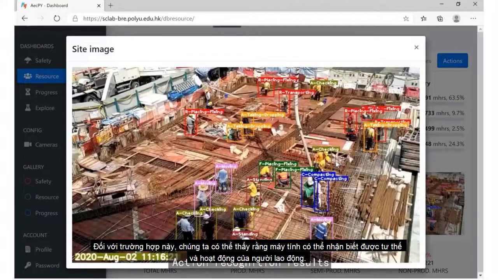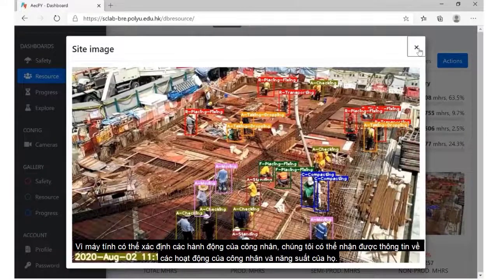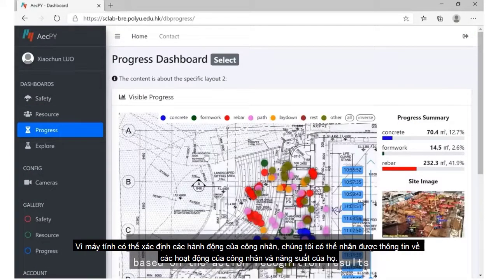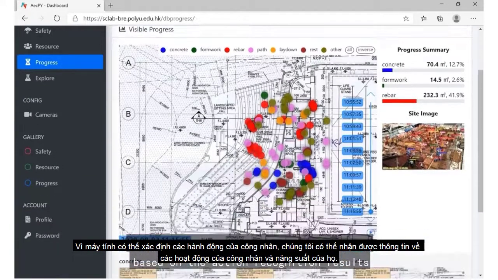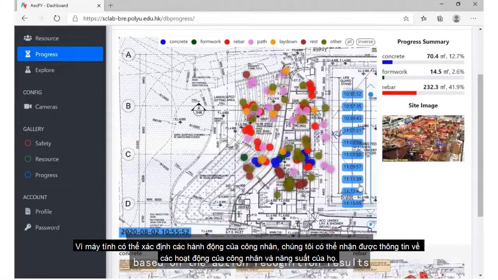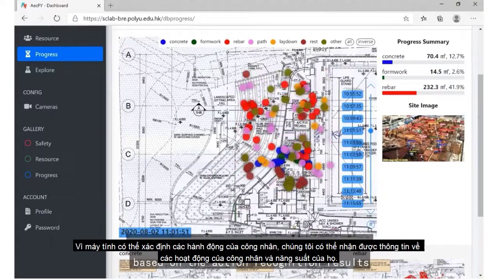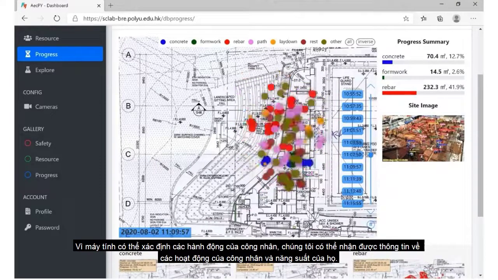Now, for this example, we can see that the computer can recognize the postures of workers, if they are placing, if they are compacting, if they are sitting. So we can interpret the actions of the workers based on the information taken by the computer. And since the computer can identify the actions of that worker, we can see the movement of these people. If they are working, we can measure the productivity, the movements of these workers.